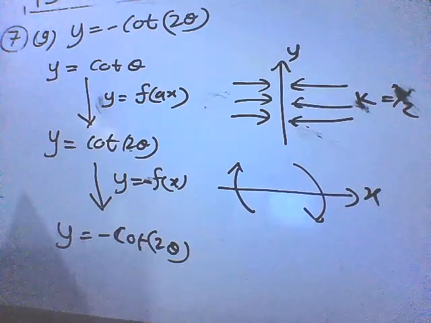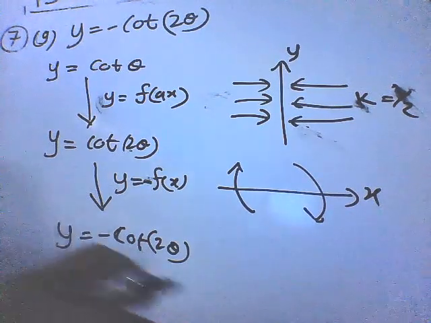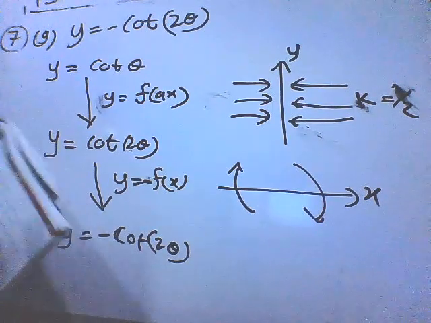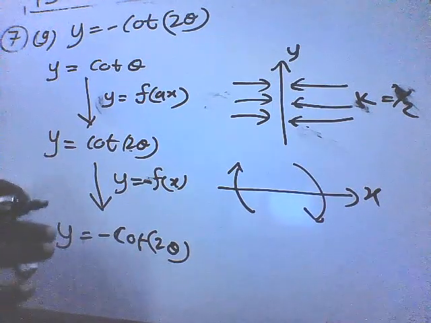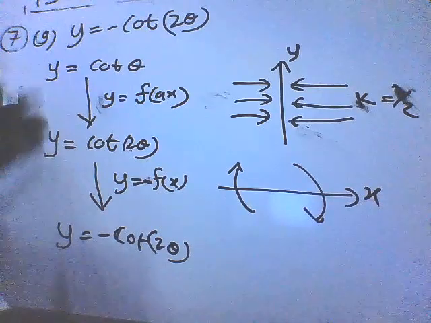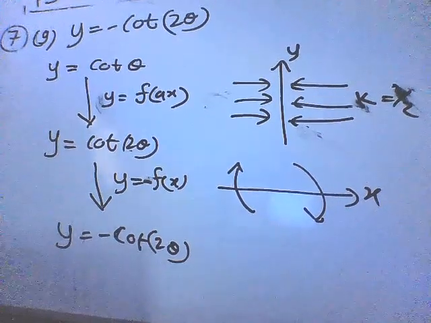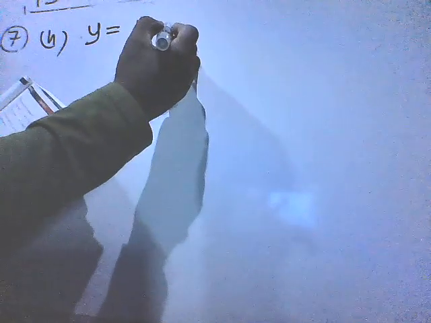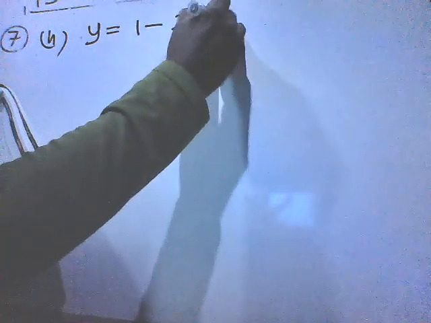Now we have the last one, part H, that I will do after erasing this. After doing that, I will show selected difficult ones, don't worry, out of the question 7 parts. So for part H our focus is y equals 1 minus 2 sec theta.